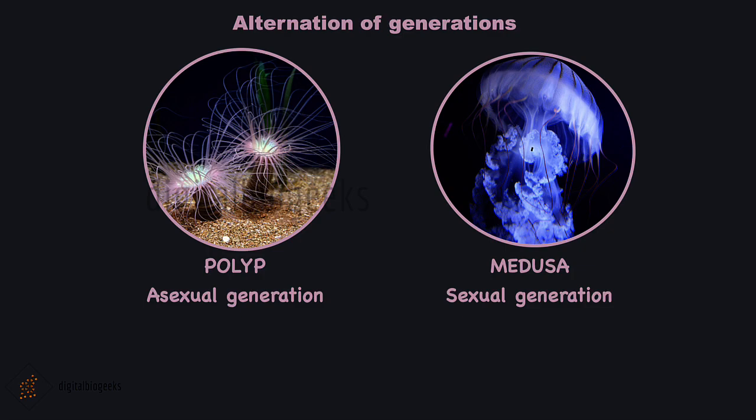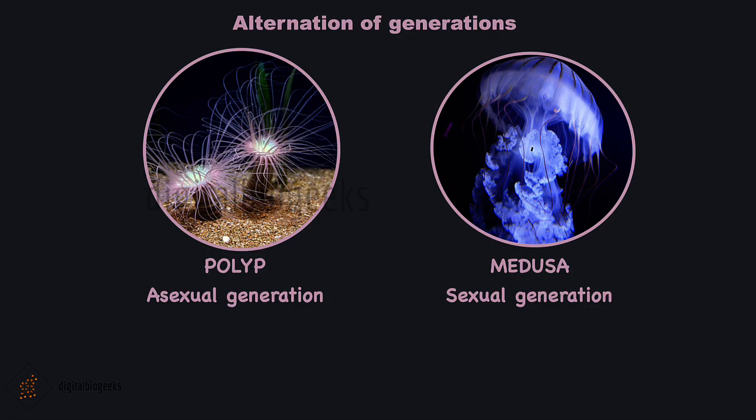They have two body forms, polyp and medusa. Polyps are attached to a surface with their tentacles facing upwards, while medusae are a free-floating form with tentacles pointing downwards, like jellyfish. They show alternation of asexual and sexual generations. The asexual generation is represented by the polyp, while the sexual one is embodied by the medusa.